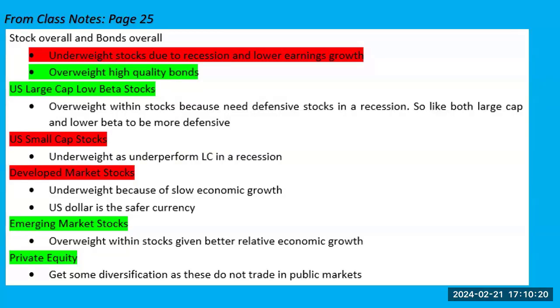Say overweight treasuries. Why? Well, I just overweight treasuries. That's 0 points. Overweight treasuries because we're expecting a recession and treasuries are high quality. That's where I want to be. Plus they're long duration and the interest rates are falling. You've got to tell me why.